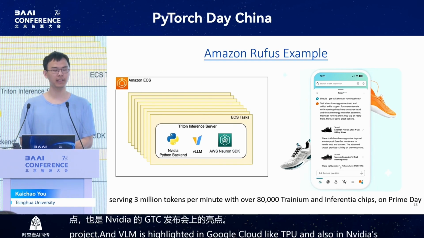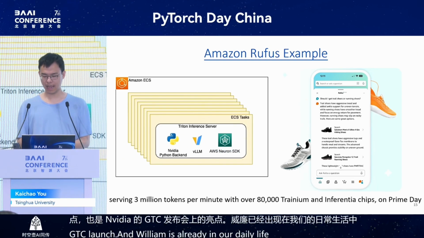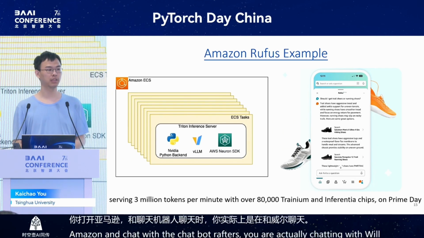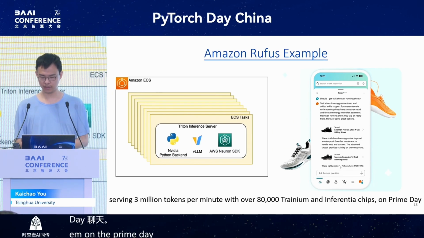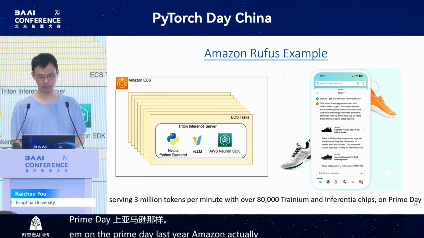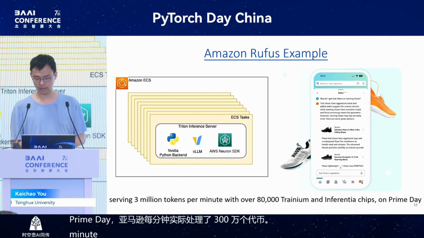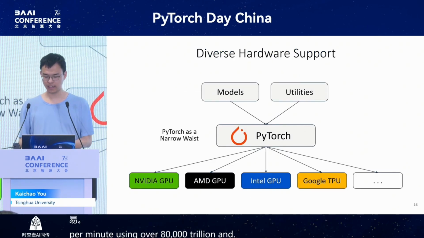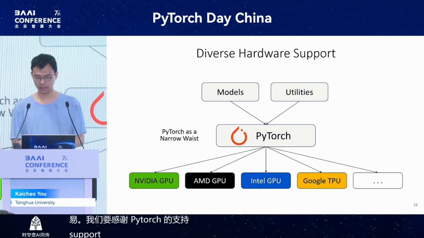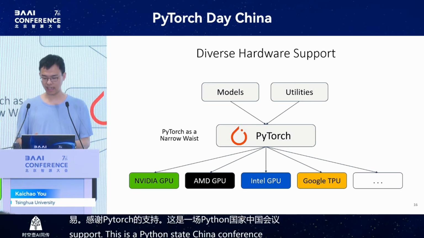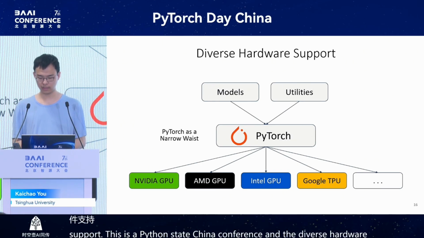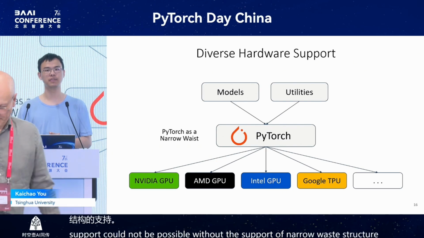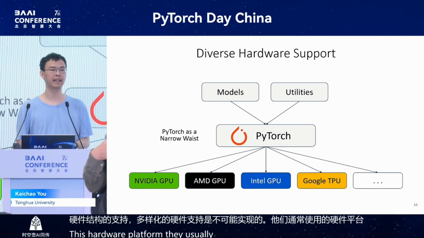And vLLM is already in our daily life. So when you open Amazon and chat with the chatbot Rufus, you are actually chatting with vLLM. On Prime Day last year, Amazon actually served 3 million tokens per minute using over 80,000 Trainium and Inferentia chips. And we'd like to thank PyTorch for the support. This is the PyTorch Day China conference. And the diverse hardware support would not be possible without the support of PyTorch's narrow waist structure. So these hardware platforms usually work with PyTorch first, and then they adapt to vLLM.